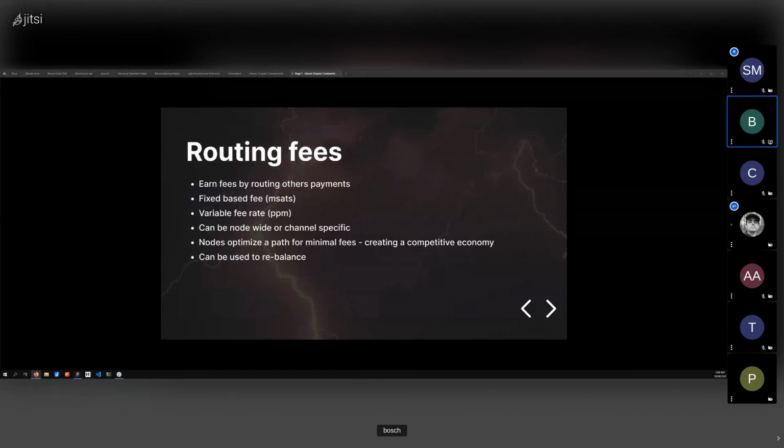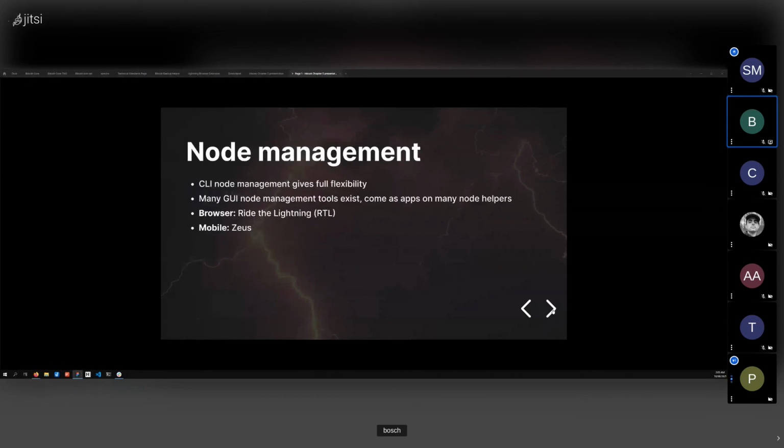Something I think is interesting on the node management thing is that they can be specific to the Lightning implementation. I think Ride the Lightning possibly works across multiple, but Thunderhub is only LND. So that's an interesting aspect of Lightning, that the different implementations can also differentiate how you manage it.